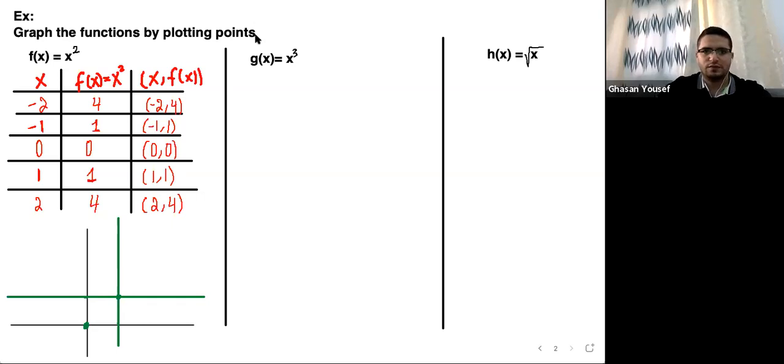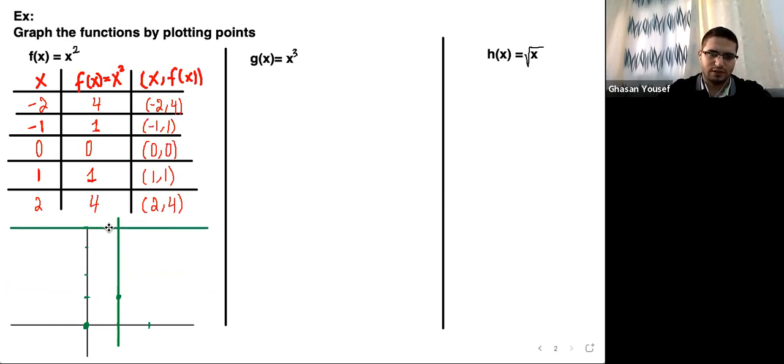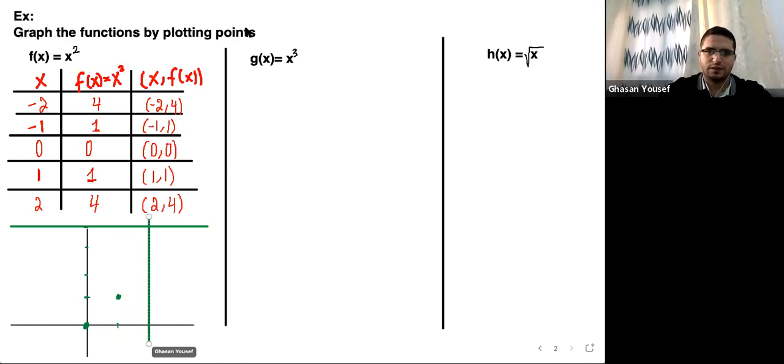So the 2 is around here. And 4: this is 1, this is 2, this is 3, this is 4, around here. So 2 and 4 should be something like this, around this point here.